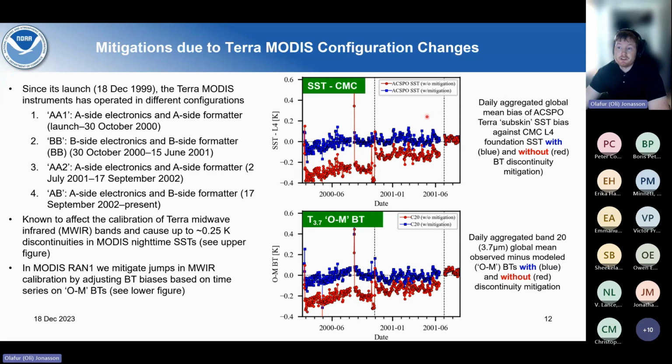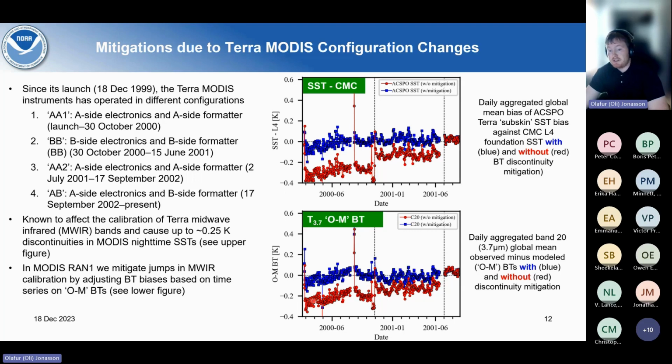The top figure here shows daily aggregated global mean bias of ACSPO Terra subskin SST against a CMC level 4 foundation SST. Red shows without any calibration. When we saw the first configuration change, we have about 0.1 drift and a jump, and another 0.1 when the second change happens. If you look at the bottom figure, this shows the corresponding observed minus model BT for the 3.7 micron channel. We saw the same effect. It's less pronounced there because the jumps are amplified by the SST algorithm.